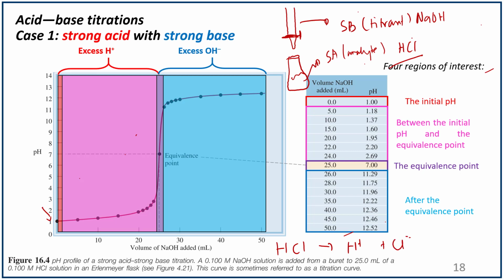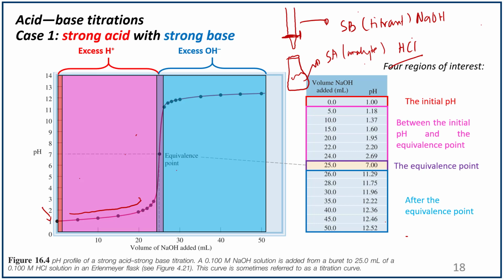Okay, chloride ions do not have any acidic or basic properties, but H plus is very acidic. So this pH is actually going to be based on the concentration of hydrochloric acid initially. Now, as you add sodium hydroxide into the Erlenmeyer flask to react with HCl, we see an increase in pH as you add more and more sodium hydroxide.